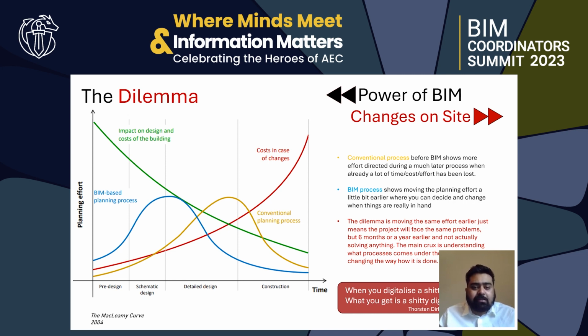But the dilemma is that we are just moving the same effort a little bit earlier. The problems that we are going to face anyway later, we'll be facing earlier, which might reduce the cost or the time to solve those issues, but it's not removing those issues once and for all. And there's a very famous quote by Thorsten Dirk, the CEO of Telefonica, that when you digitalize a shitty process, what you get is a shitty digitalized process. So we don't need to just move that process a little bit earlier. What we need to do is understand what comes under those bumps or curves that you see here, and then redefine it in a way that can eliminate the whole issue, not just help us resolve the issue earlier.